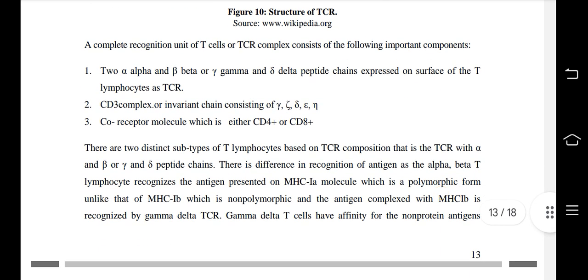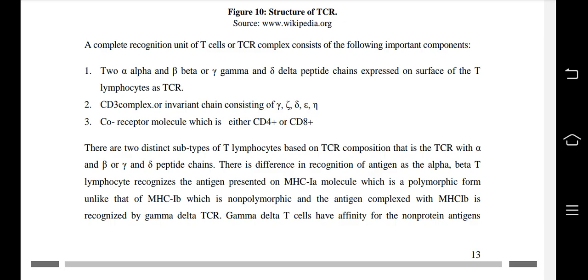A complete recognition unit of the T cell, or TCR complex, consists of the following important components: 2 alpha and 2 beta, or 2 gamma and 2 delta peptide chains expressed on the surface of the T lymphocyte as the TCR; the CD3 complex, or invariant chains, consisting of gamma, delta, eta and epsilon; and a co-receptor molecule which is either CD4 plus or CD8 plus.